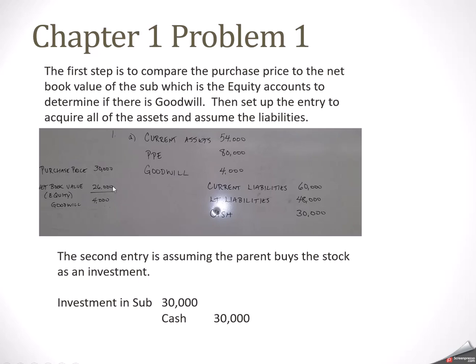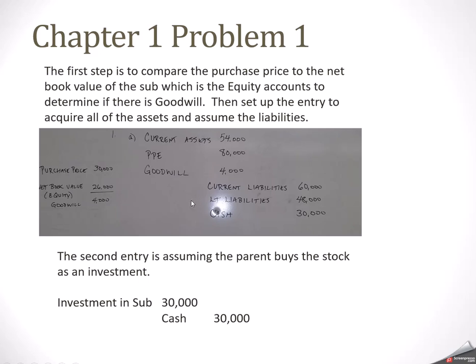Now over here, I'm showing you how to calculate the goodwill. So we paid $30,000 for this purchase, their net assets. Their net book value is $26,000, so we paid an additional $4,000. So that is where the goodwill comes in, and then we assume their current liabilities at $60,000. We assume their long-term liabilities at $48,000, and then we gave up $30,000 in cash.